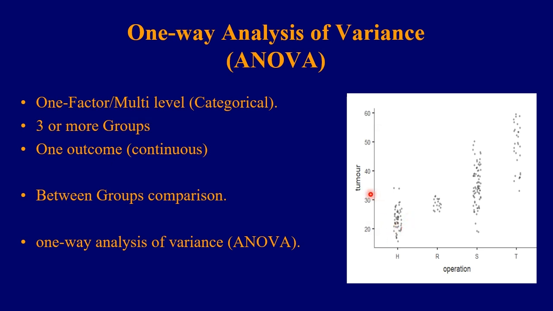In this example, it is the tumor size in millimeters, and the levels here could be 2, 3, 4, could be categorical, like this is superficial parotidectomy, and this is revision parotidectomy, and this is superficial parotidectomy and total parotidectomy. And these are the tumor sizes in the 4 operations, and we set up this study to see if there are statistically significant differences between the groups, which are more than just 2.